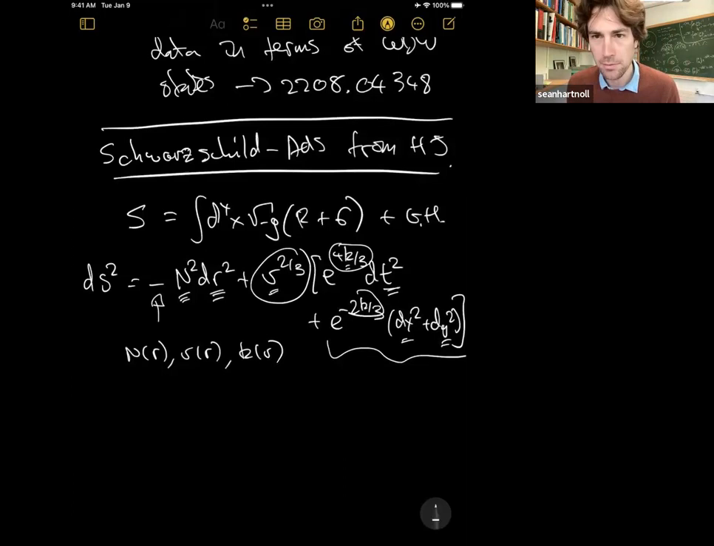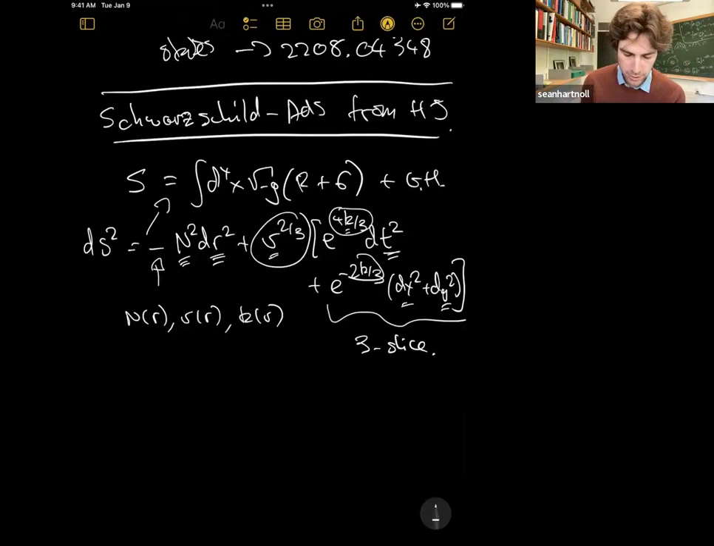It turns out that this parameterization is useful. So V is the volume of the spatial three-slice, and K is its shape. So you take this ansatz, you plug it into the action, you get a Lagrangian, which ends up being this one.